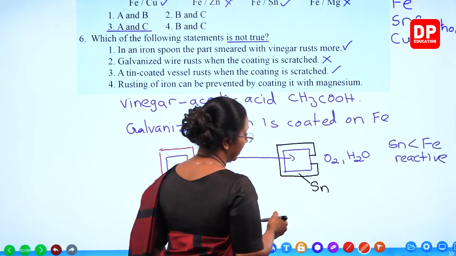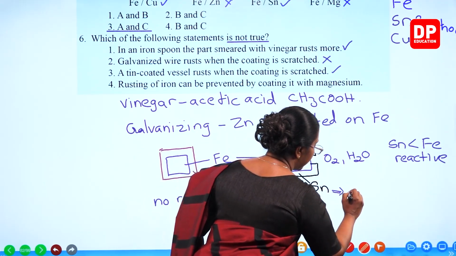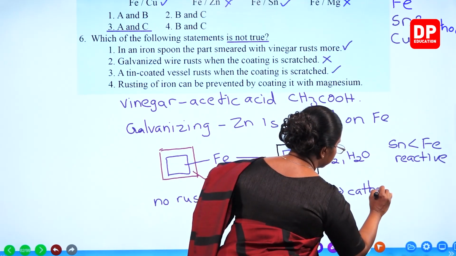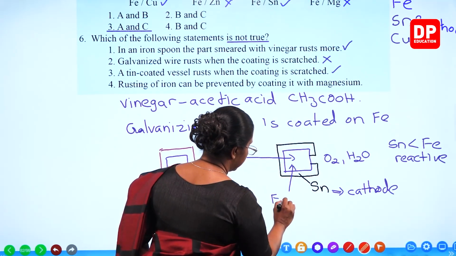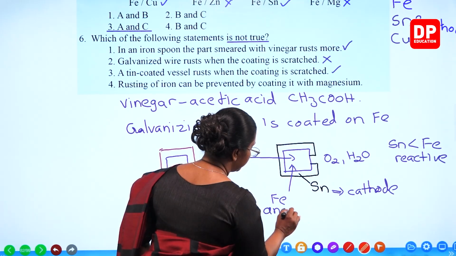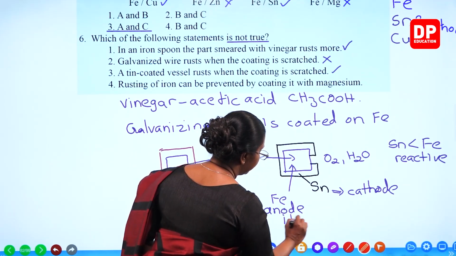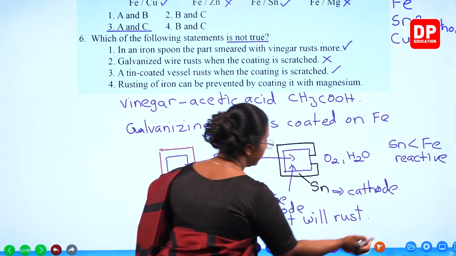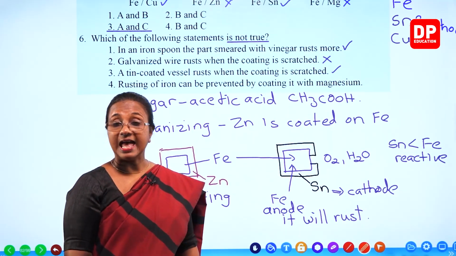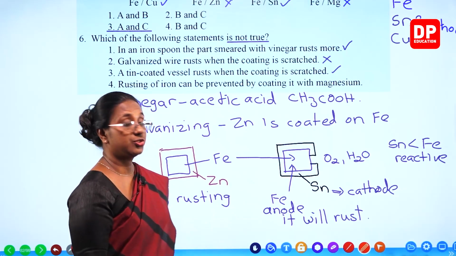So because of that, tin acts as the cathode and iron the anode. So because of that, it will rust. We have discussed this method. When we did the activity, I explained all this to you all.